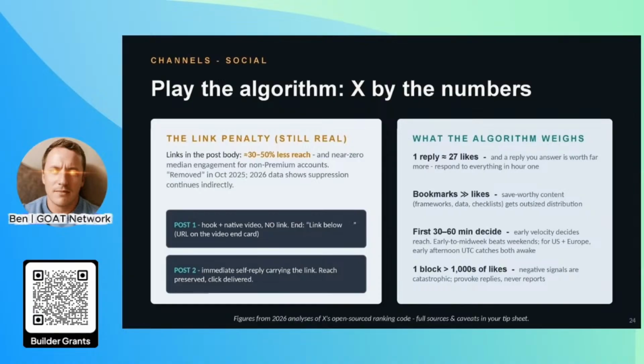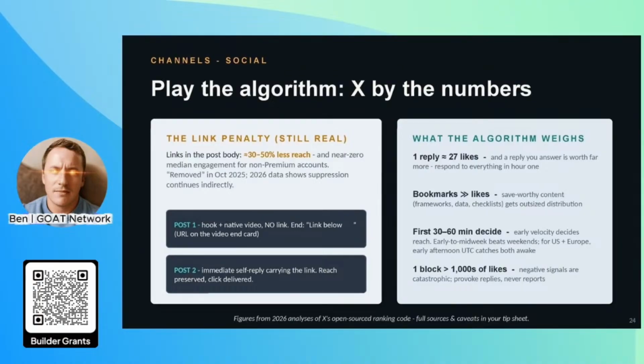A lot of people make the mistake of including a link in the initial body of text in a post, and that will cost you anywhere between 30 to 50% of your reach. And even on a non-premium account, this is even worse. The most recent data that I've seen shows that link posts from free accounts that don't pay for premium get essentially zero engagement. Basically invisible on the algorithm. They don't show up on anybody's feeds.